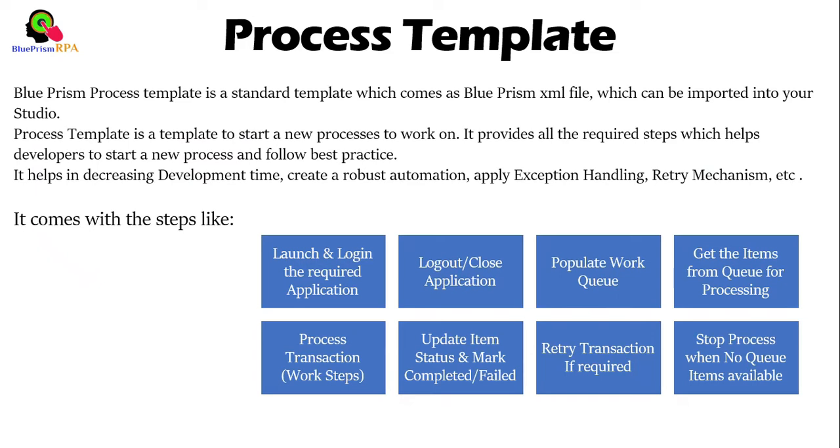A Blue Prism process template is a standard template which comes as a Blue Prism XML file which can be imported into your studio. If you don't know how to import that, you can go through the previous video where I have shown how to download that Blue Prism XML file and how to import that file to studio. A process template is a template to start a new process to work on.